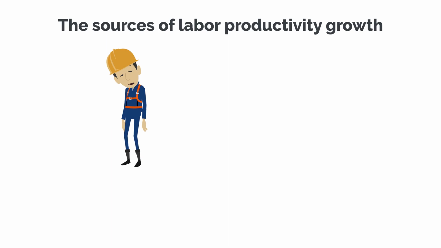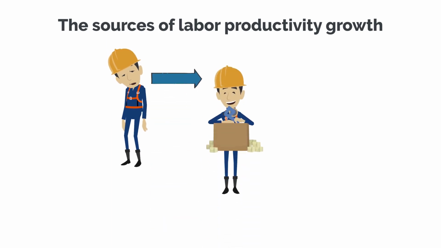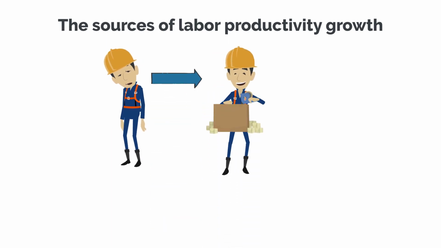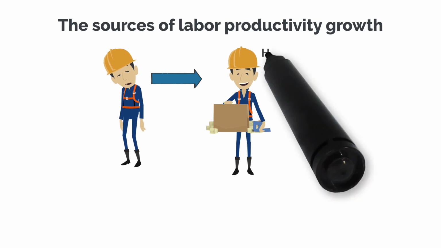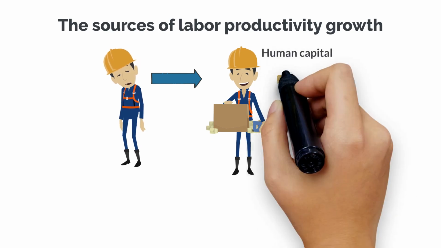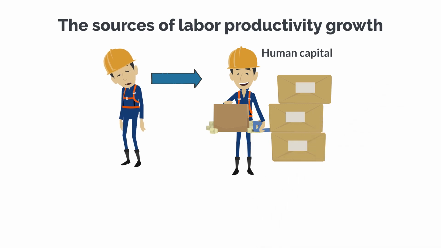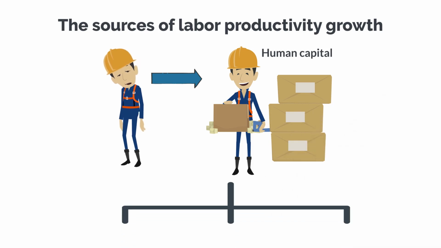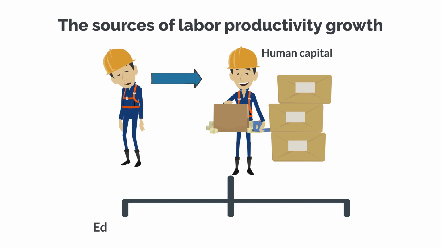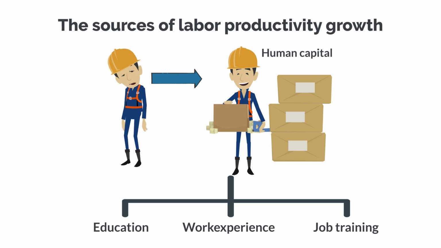Improvements in the abilities and efficiency of individual workers, often referred to as increases in human capital, allow each individual worker to produce more goods and services per hour, and therefore increase labor productivity. Increases in human capital generally result from increased education, work experience, on-the-job training, and so on.